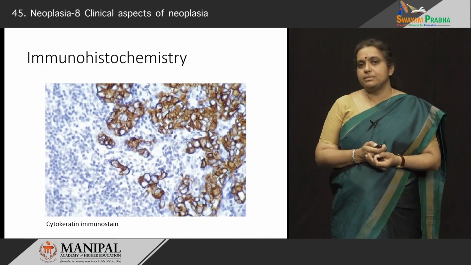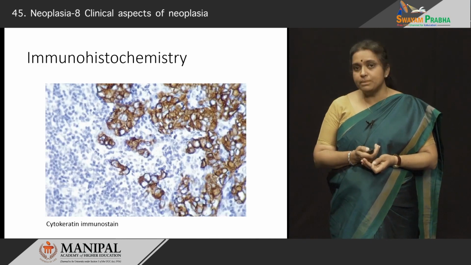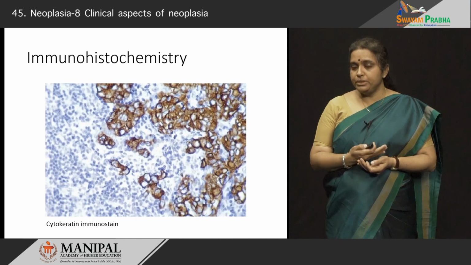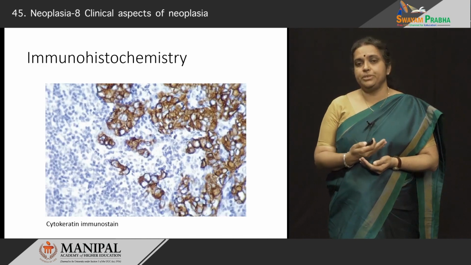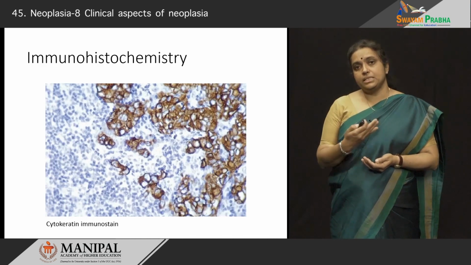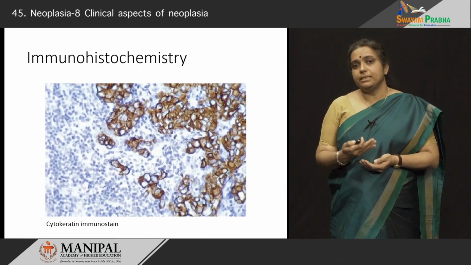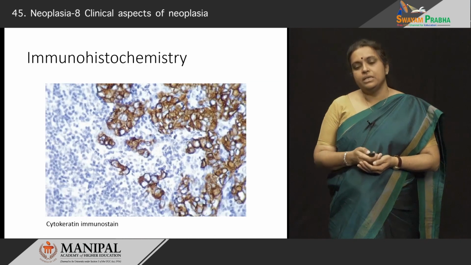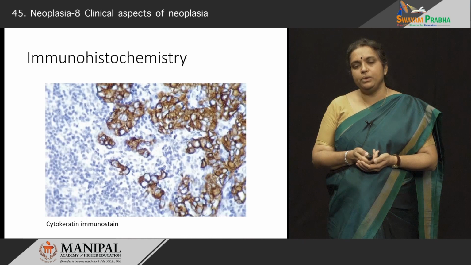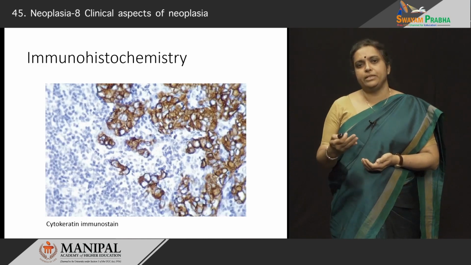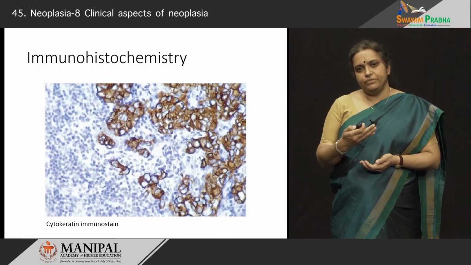Now, sometimes the cells look so undifferentiated that it is impossible just to tell on a routinely stained section whether it is an epithelial tumor, whether it is a mesenchymal tumor, whether it is a melanoma, whether it is a lymphoma, and so on and so forth. There are hundreds of kinds of tumors that need to be distinguished on morphology. So, IHC or immunohistochemistry has emerged as a very important tool, because now we have hundreds of antibodies that can accurately tell us what kind of tumor we are dealing with.